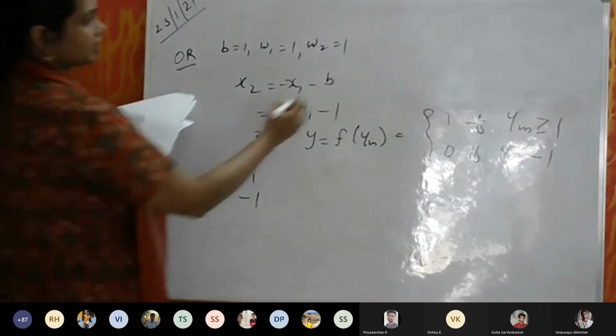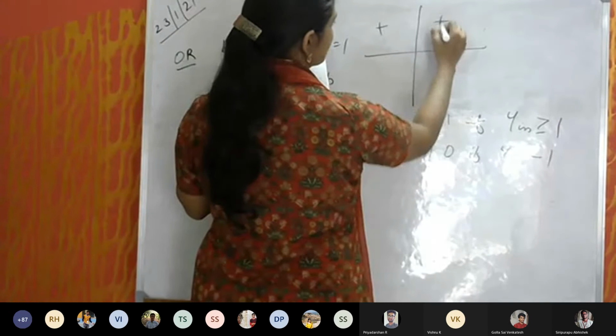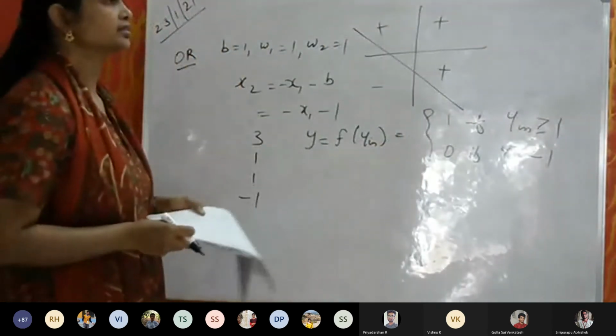So in this case, the line can be made like this. You will have plus, plus, plus here, minus here. The separator line will come like this.